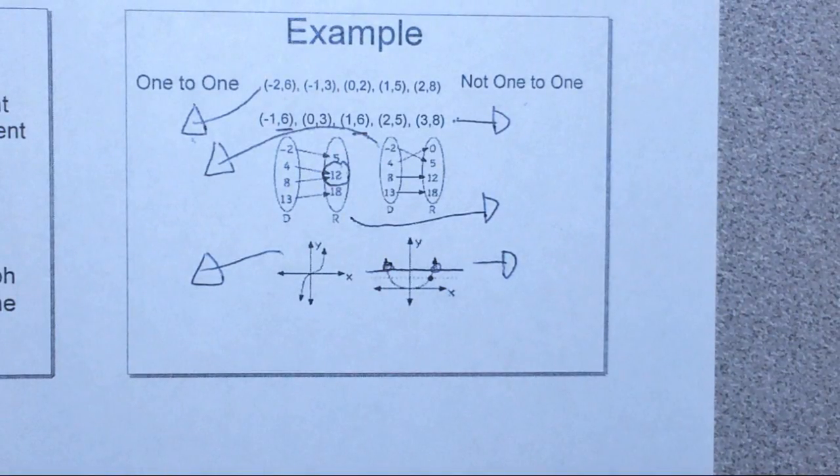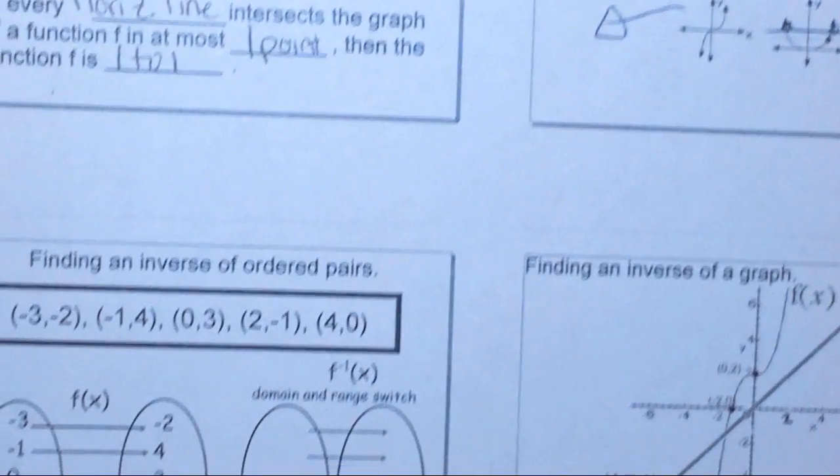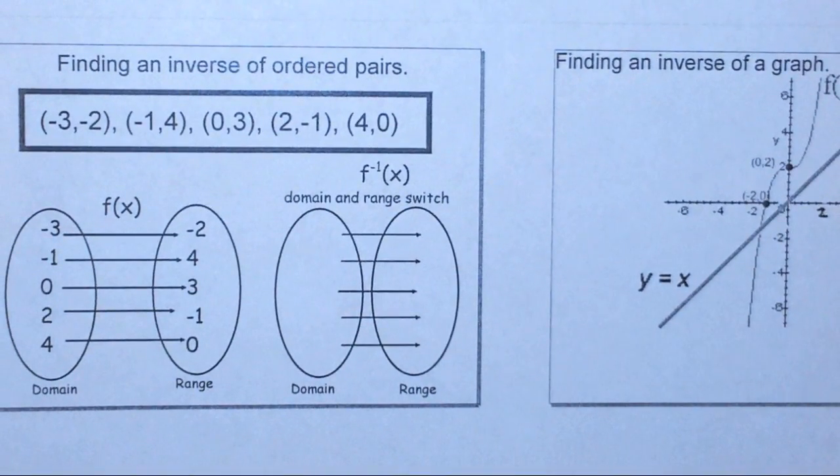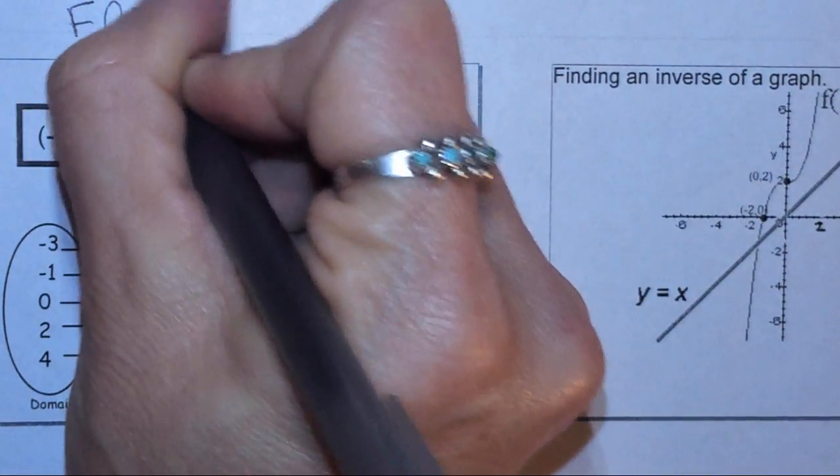All right. So after discussing one-to-one functions, we reviewed a little Algebra 2, and we reviewed what it was to be an inverse. To find the inverse of any set of points, all we have to do is flip the x and the y. So we're going to flip x and y.